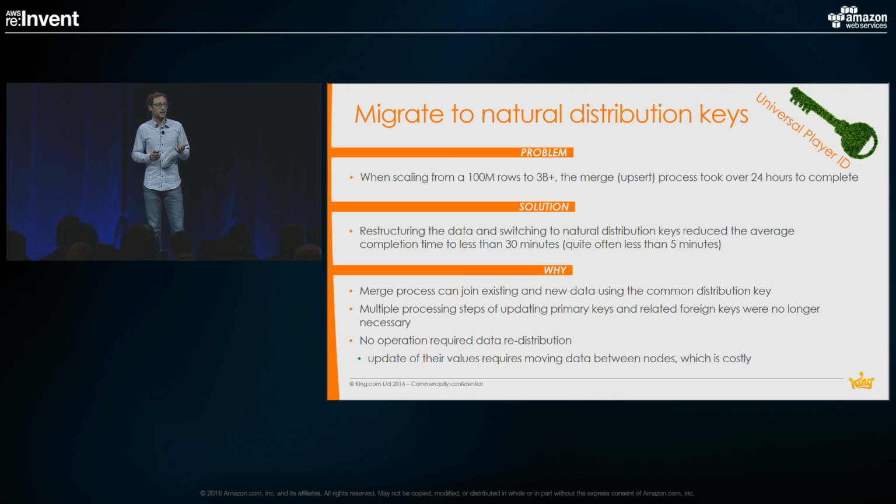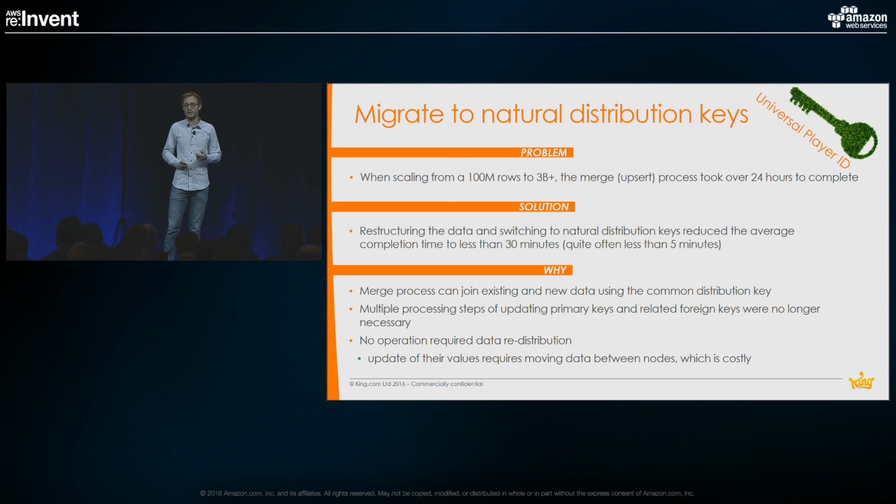And what we had at the beginning, we had a distribution key that was local to Redshift. So as soon as the new data came in, we needed to compute it, do the updating of the data, and so on. And what we found, this process took actually more than 24 hours to complete. So not viable at all.